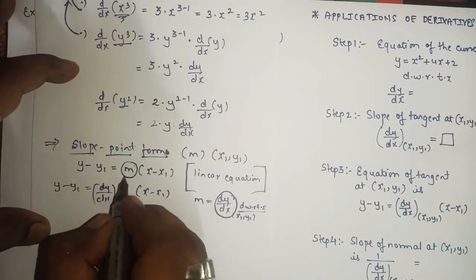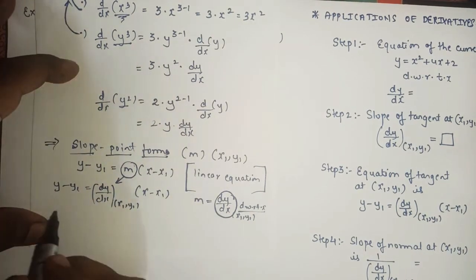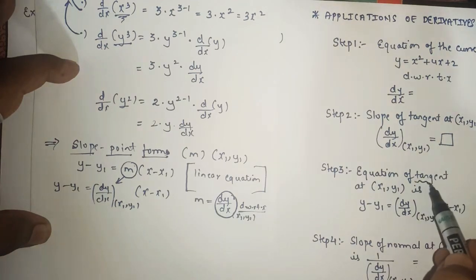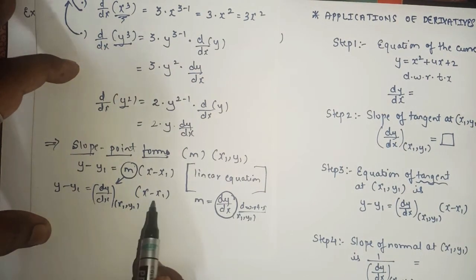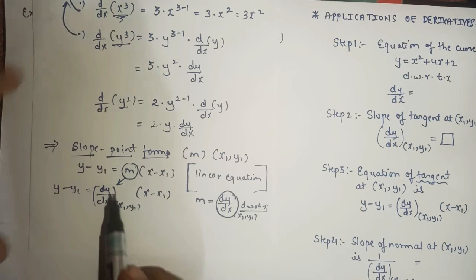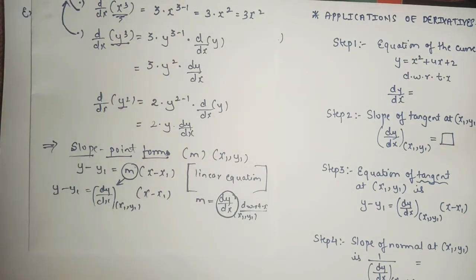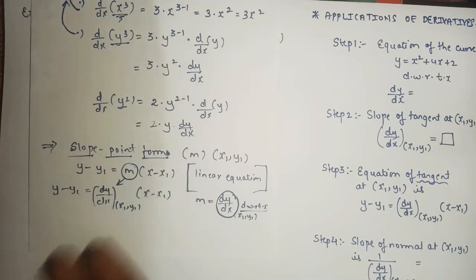Here m is replaced by dy by dx. So this equation is known as what? Equation of tangent. If we replace m by dy by dx in that straight line equation, the equation we get now is known as the equation of tangent.